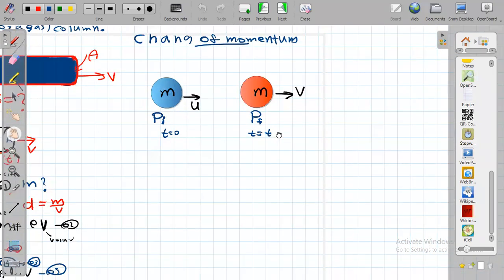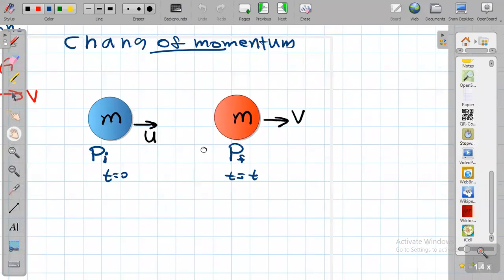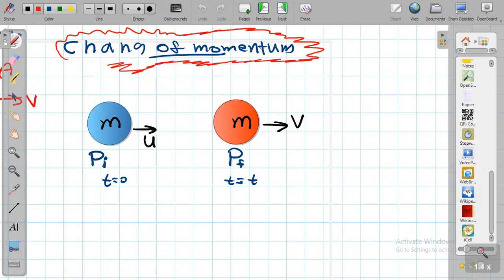Let's move on to the most important topic in this lesson, change of momentum. Treat this topic as the king of momentum. This topic is the king of momentum. Treat this one as the king. King of momentum. If you understand change of momentum, anything is possible in momentum.